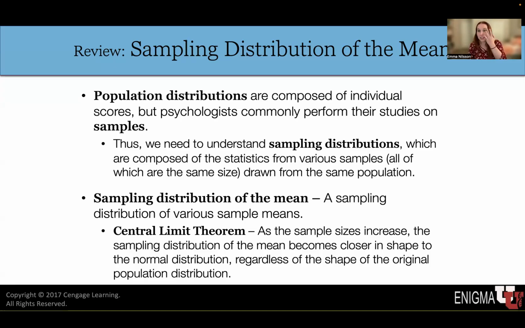And then the central limit theorem we talked about is a theorem that describes the shape, the central tendency, and the variability of the sampling distribution of the mean. It says essentially that as the sample size increases, the sampling distribution of the mean becomes closer in shape to the normal distribution, regardless of the shape of the original population.